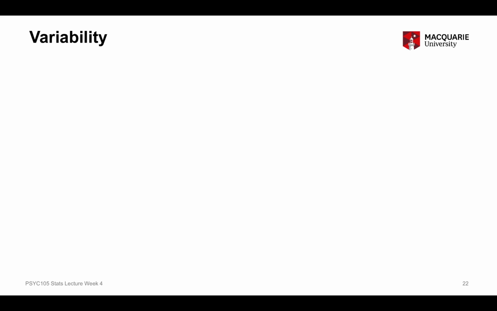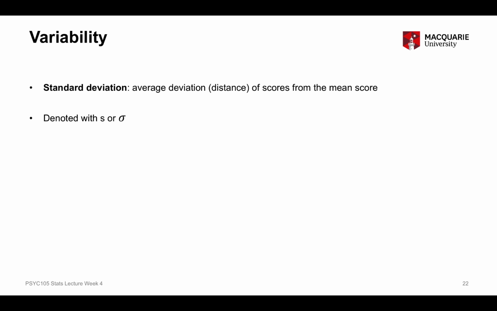The next thing to talk about is the standard deviation, and the standard deviation is exactly the same as the variance, but it's the square root of the variance. So the variance is the standard deviation squared, the standard deviation is the square root of the variance. So just like I said before, the standard deviation is the average deviation, distance of scores, from the mean scores. Standard deviation is denoted with an S in terms of a sample statistic, or the lowercase sigma for our population parameter.